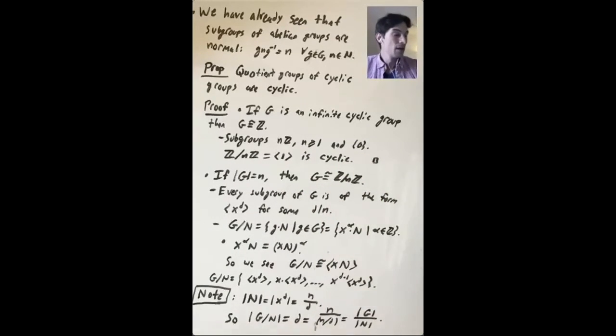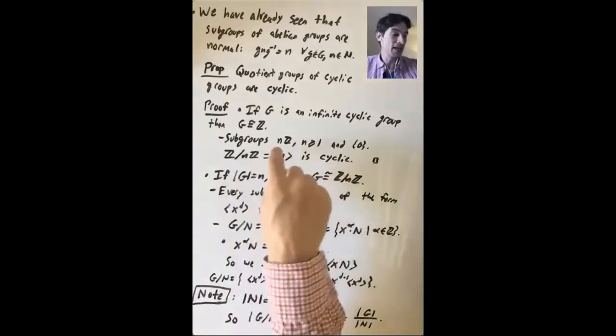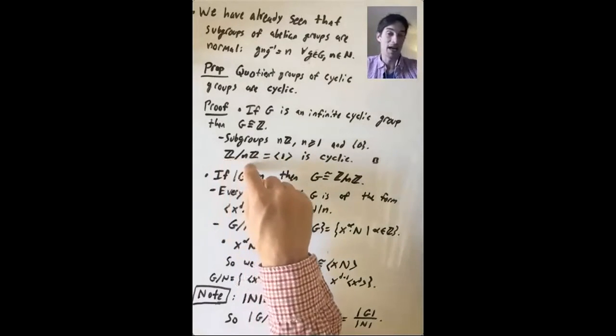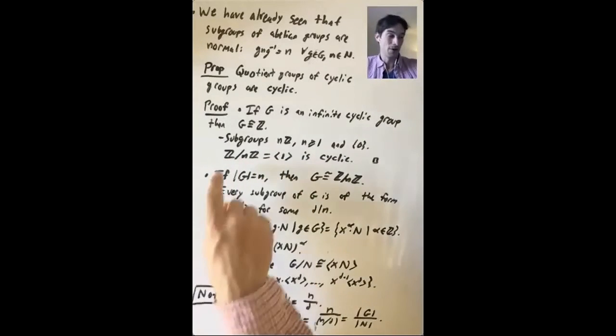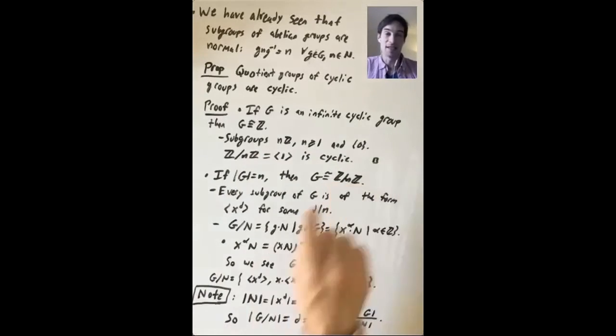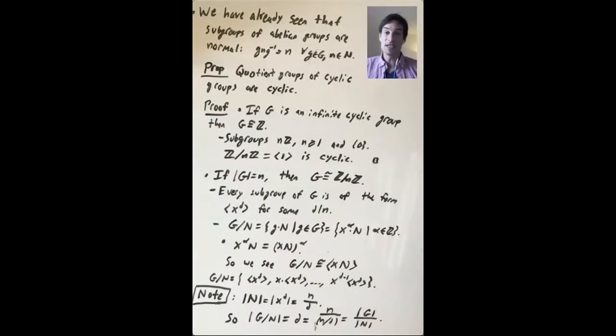So then we just have to note that if we take any of the other subgroups, and we take Z quotient by NZ, what we're getting is the finite cyclic group Z mod NZ, and that is cyclic. So now let's do the case where G is a finite cyclic group of order n, so it's isomorphic to Z mod NZ. We've seen that there's a bijection between subgroups of Z mod NZ and divisors d of n.